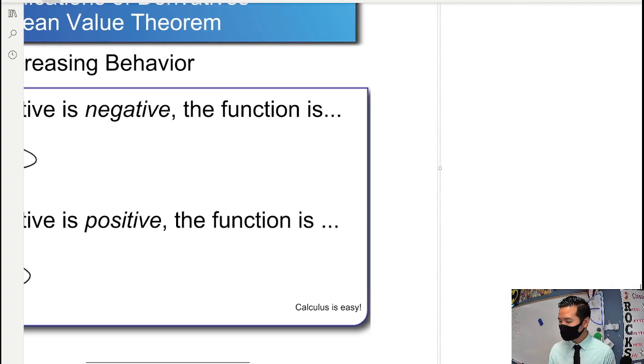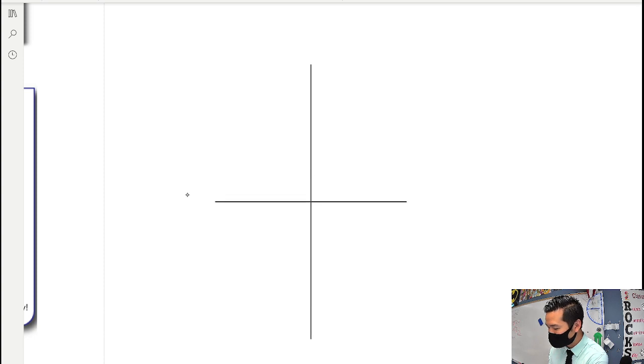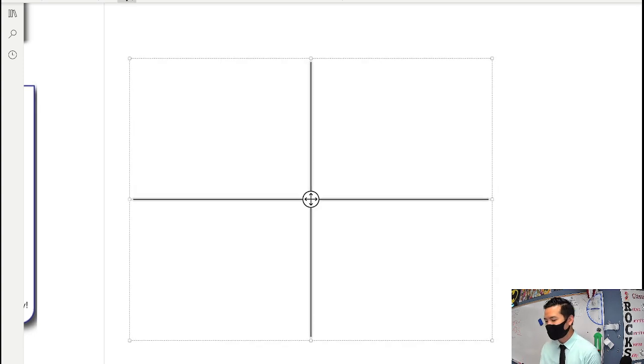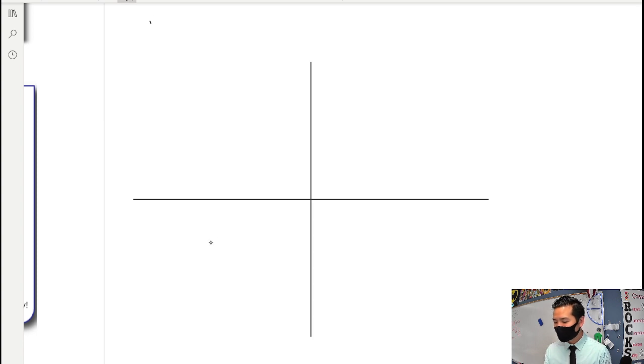I'm just going to scroll to the side right here, and I'll put it back in a second. But just to give you an idea of what that means, a function is increasing when its derivative is positive. A function is decreasing when its derivative is negative. Check this out. Let's say I have a graph right here. Let me draw this out for you real quick. I'm going to cheat a little bit and just draw it like this. So that was something like here, right? And I had a function that looks something like this.